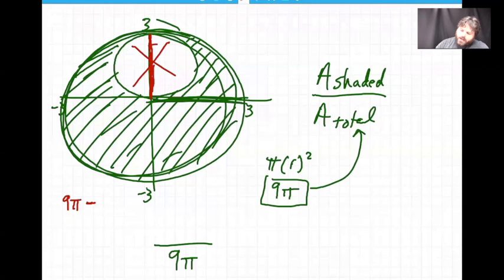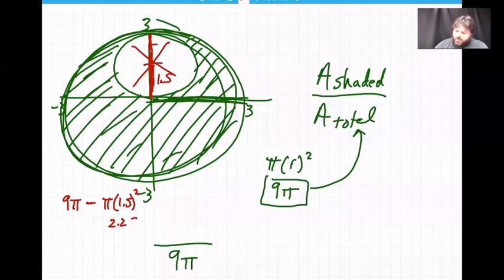So I think the radius would be 1.5, right? Because it's only half that distance. So pi times the radius squared. 1.5 squared, if you use your calculator, is 2.25. So we get 9 pi minus 2.25 pi. Remember, it's just like an x. 9x minus 2.25x would be 6.75x. But instead of x's, we've got a pi here. So that's the area of the shaded region.